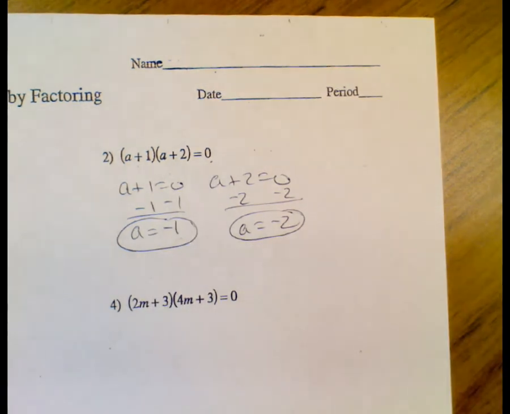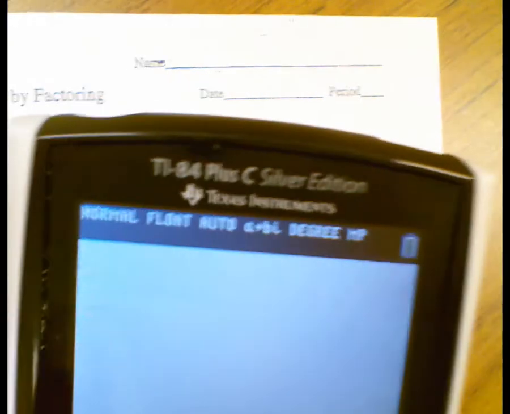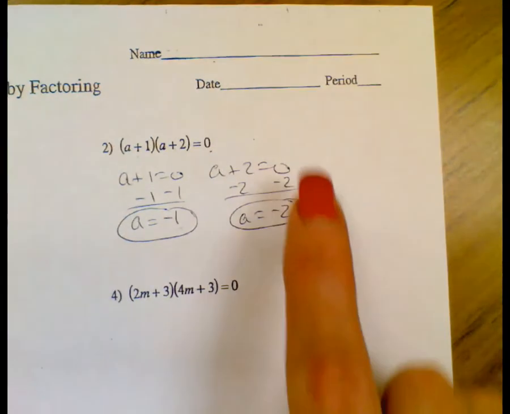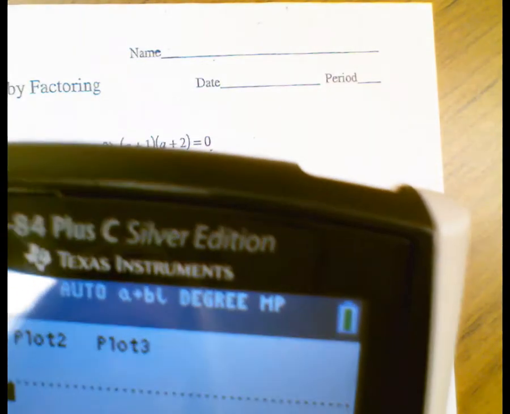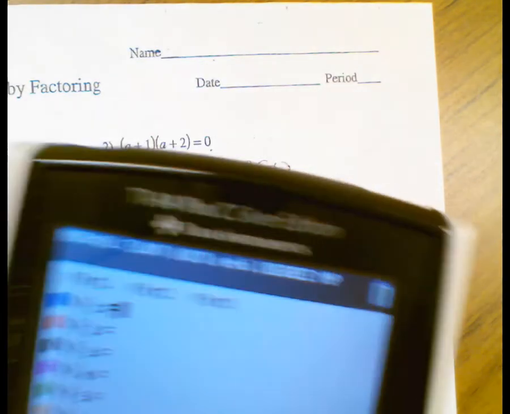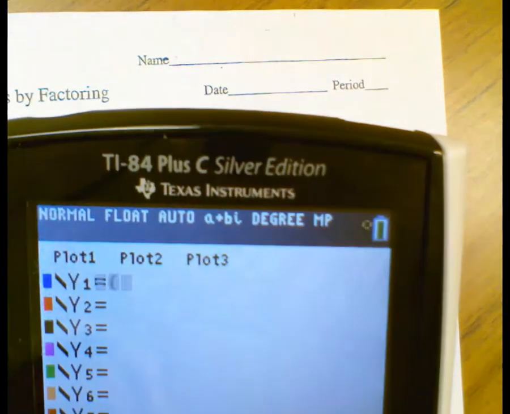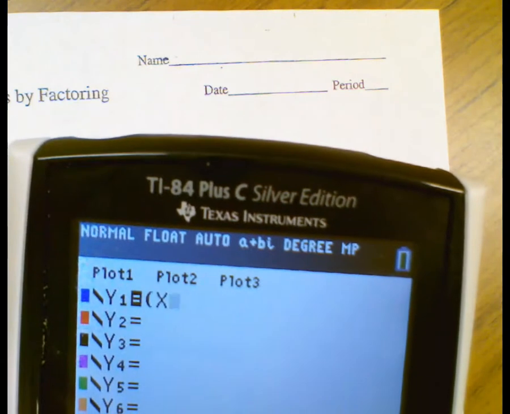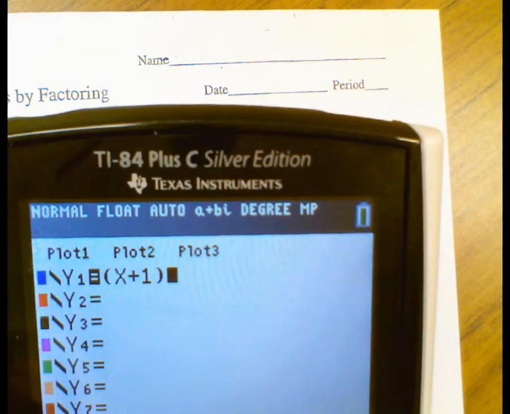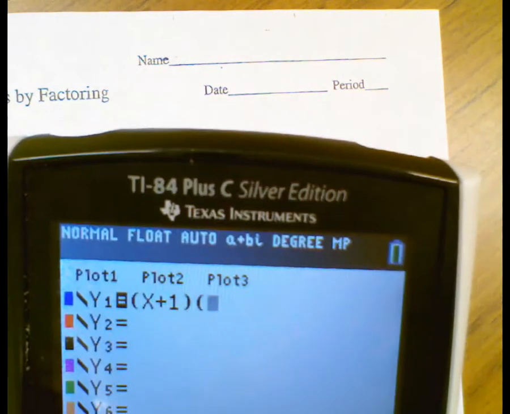And I'll do this one on the calculator. You can always do these on the calculator by the 0 kind of takes the place of a y. So if you type this in, I would type in parentheses. Now I'm not going to type in an a because I'm going to type in an x. X plus 1 parenthesis, open it, do another parenthesis, and then x plus 2.